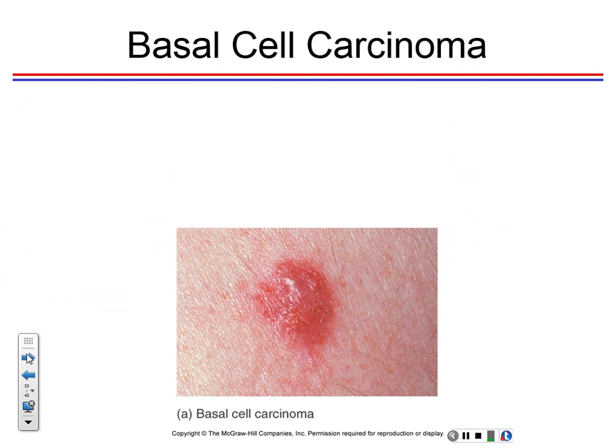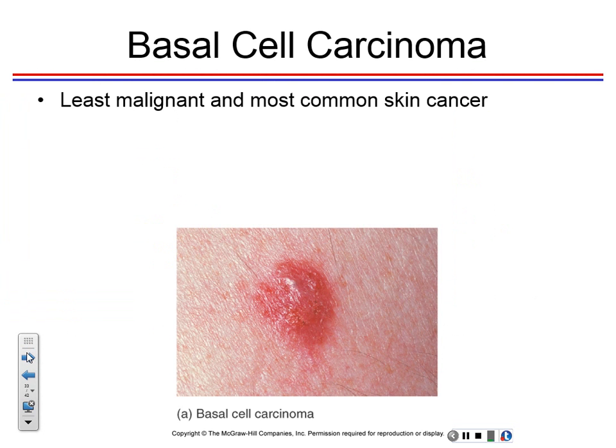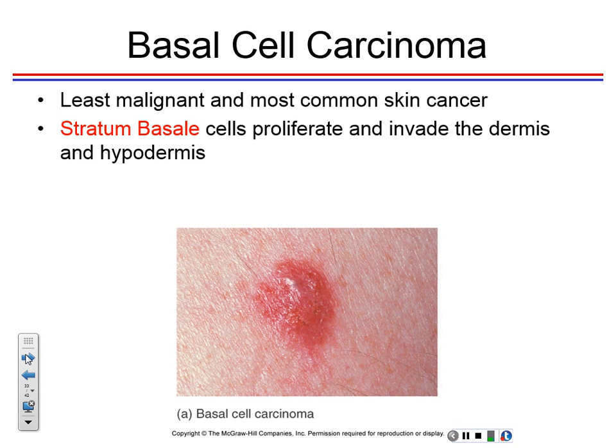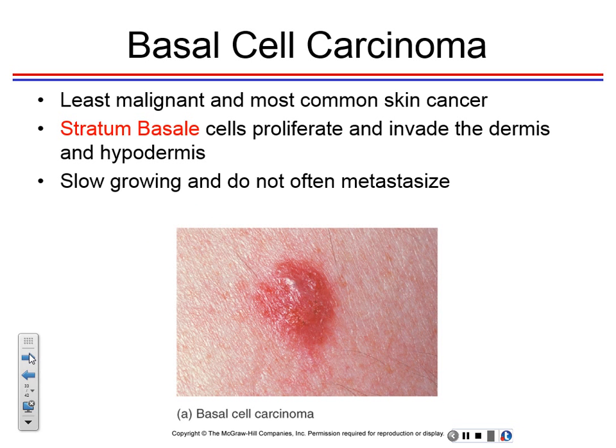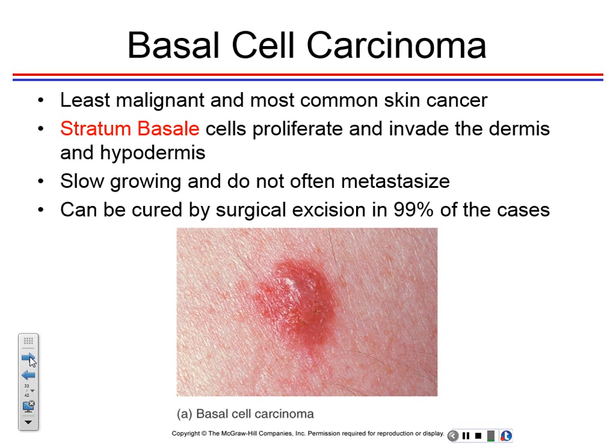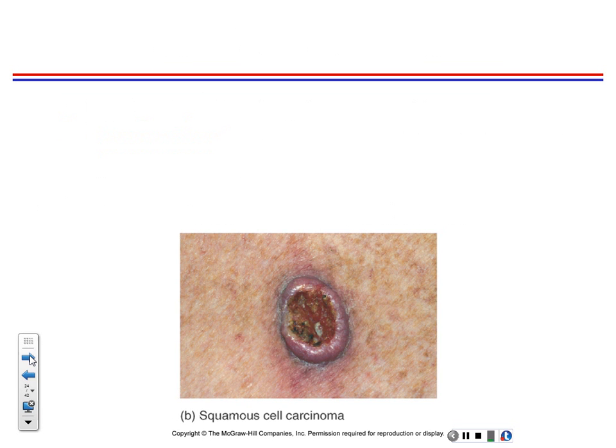And then now we've got the skin cancers. I'm going to go through these quickly, but I just want you to know the cell type that's involved and whether it's malignant. The least malignant is basal cell carcinoma, in the basal layer. That's why it's called basal carcinoma. It proliferates and invades the dermis and hypodermis, because the basal layer is right there. It's slow growing, and it doesn't metastasize, which means it doesn't spread to other organs. Cured 99% by excision, removing it.